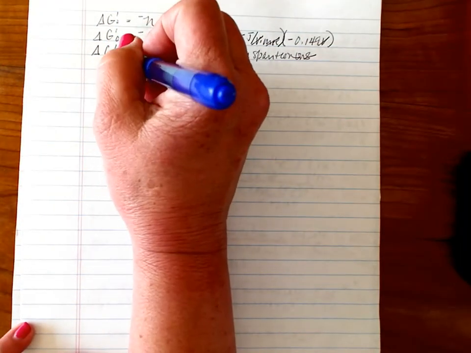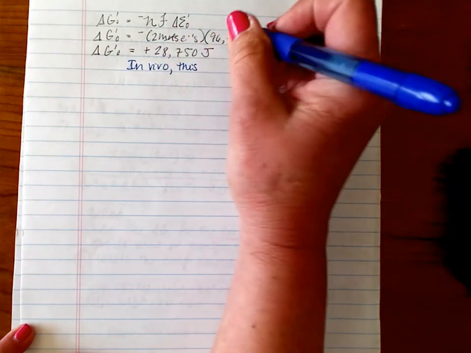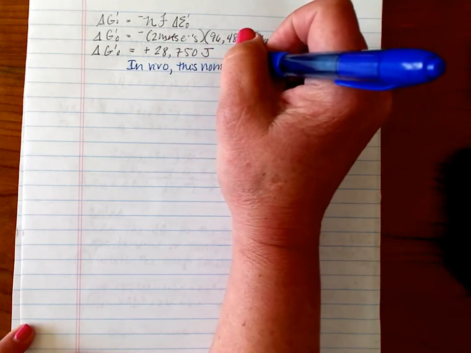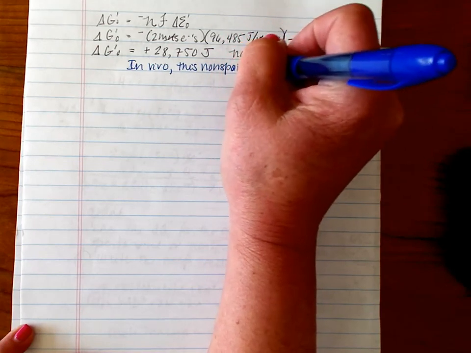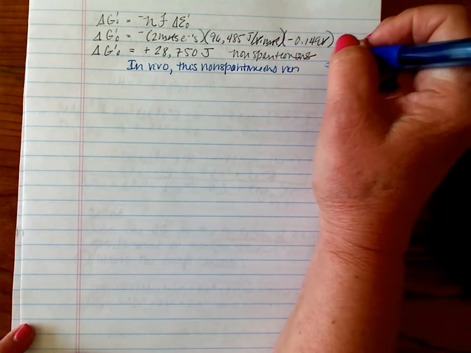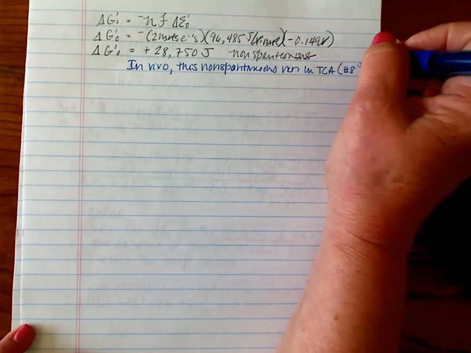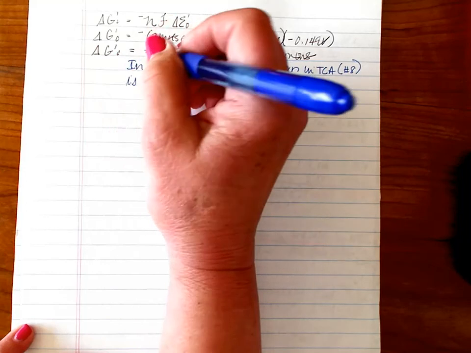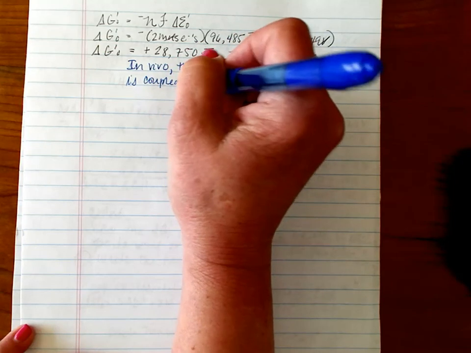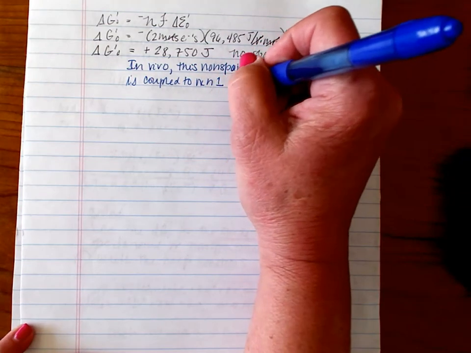So to follow up on that, in vivo or in the cell, this non-spontaneous reaction in the TCA cycle, which is number 8, is coupled to reaction 1, which is spontaneous.